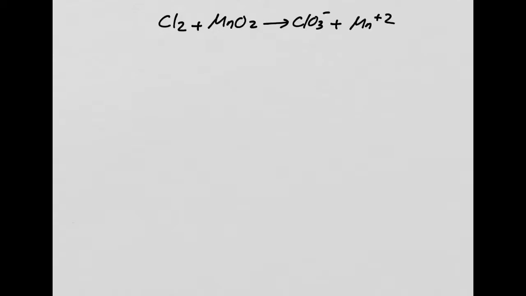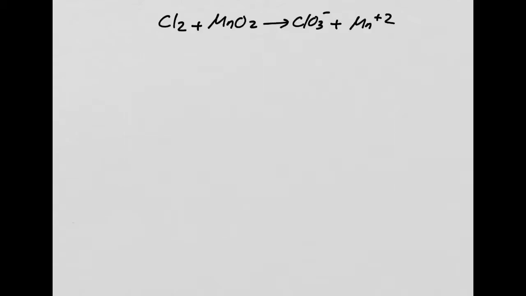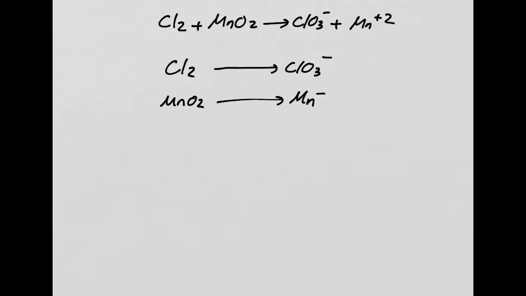Okay, pause me and balance this redox reaction. So here's again the balancing redox reaction. These are the rules. Hopefully you have them down by now. Rule number 1, write 2 half reactions. So what I'm going to do is write 2 half reactions, and that is my Cl2 going to ClO3 minus, and MnO2 going to Mn +2.